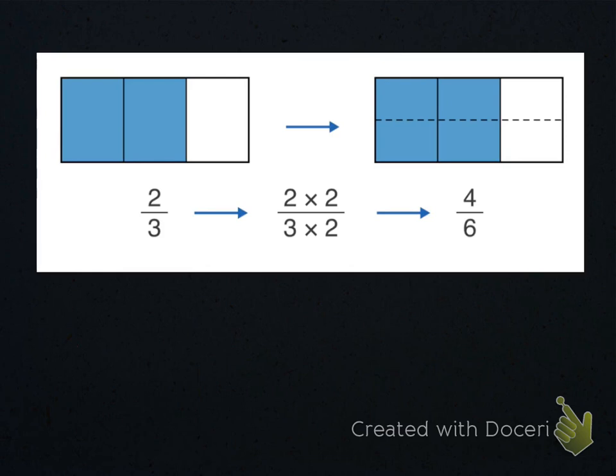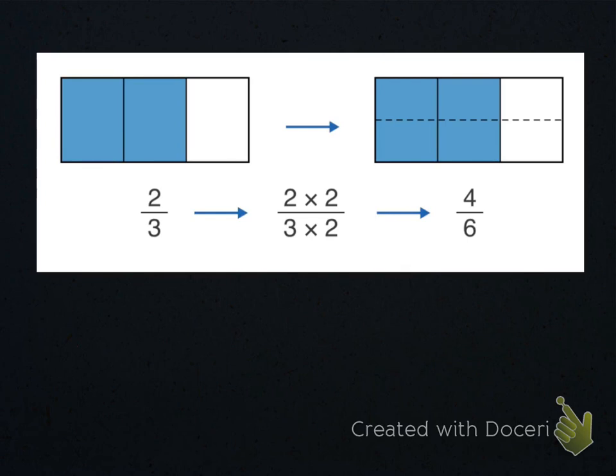Now let's take this a little step further. As you get older, you won't necessarily be showing models to show equivalent fractions, but you'll actually be multiplying and dividing to show equivalent fractions. So I just want you to see how that works. In our first show, we have 2/3. Basically, what we've done to make 2/3 4/6, if we multiply the top number and the bottom number by 2, we get 4/6. So we've essentially doubled it.